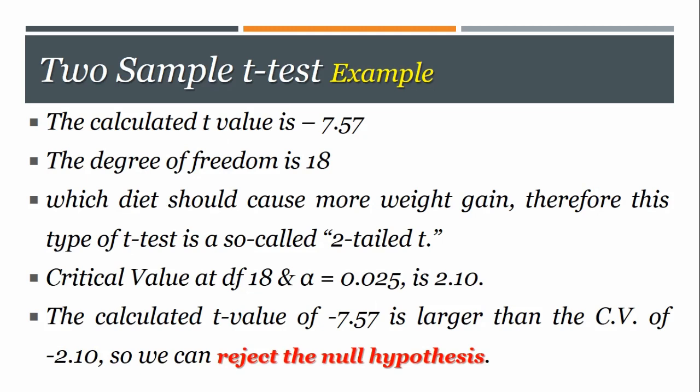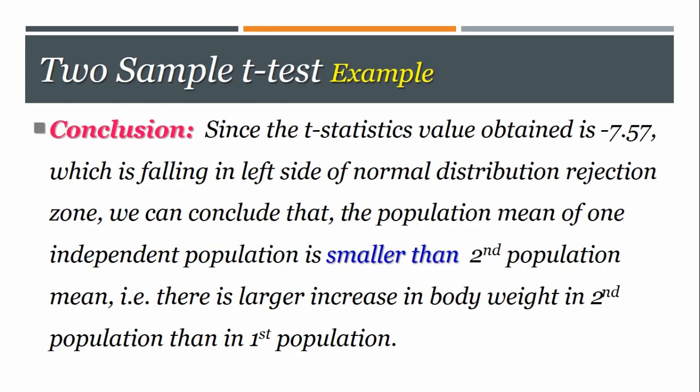Decision: since the calculated t-statistic, that is minus 7.57, is beyond the t critical value of minus 2.10, we can reject the null hypothesis. And thus we can conclude that the mean of independent population 1 is smaller than the mean of population 2, that is, there is a lesser increase in the body weight of population 1 than in population 2, that is, the increase in body weight in both populations is significantly different.